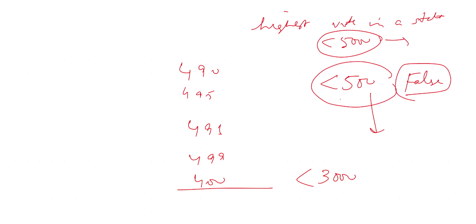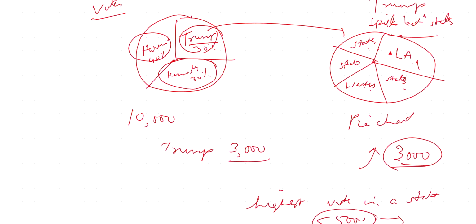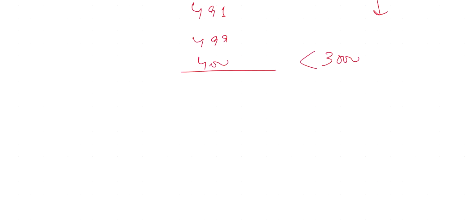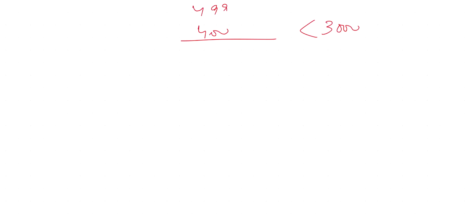Okay, I think so far we are good. We have talked about pie charts and line charts and bar charts. Okay, I'll give you some mathematical reasoning questions.